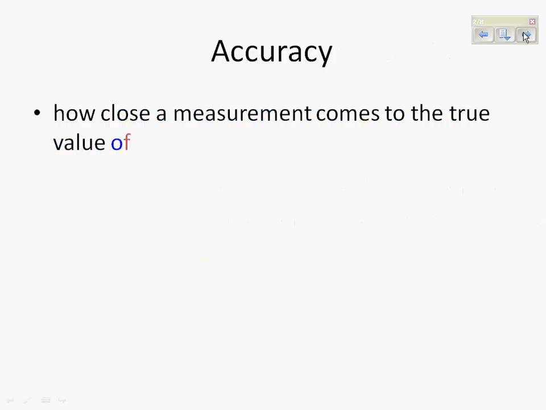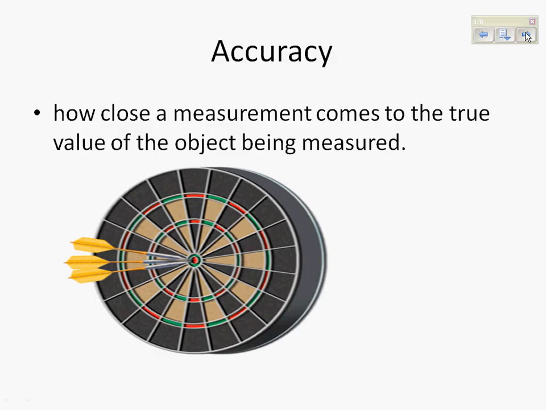So, some definitions first. Accuracy. How close a measurement comes to the true value of the object being measured. If we look at a dartboard and the arrows, notice that they're all in the center, so it's a very accurate play looking at all 3 arrows there.